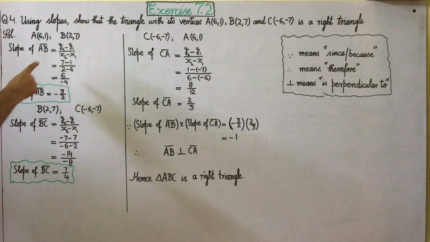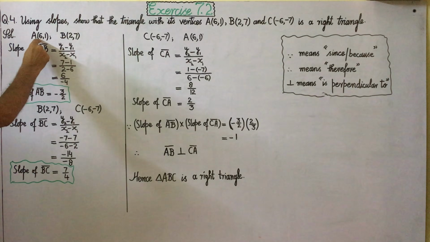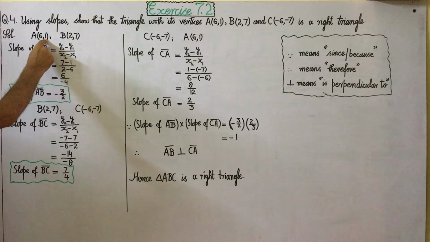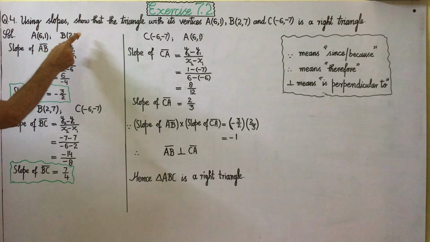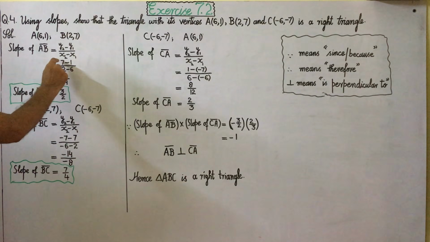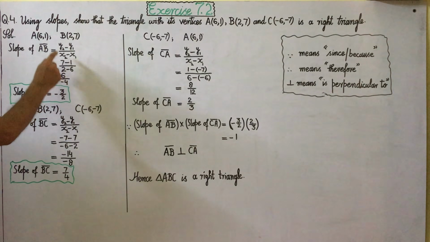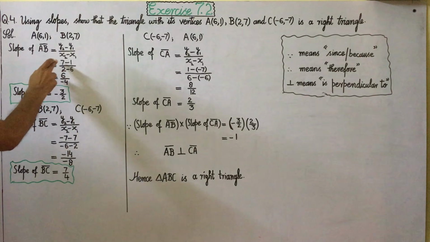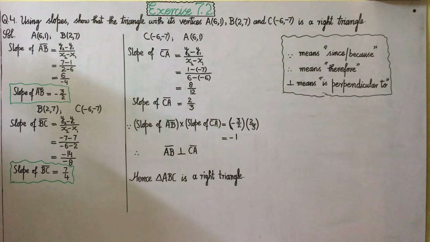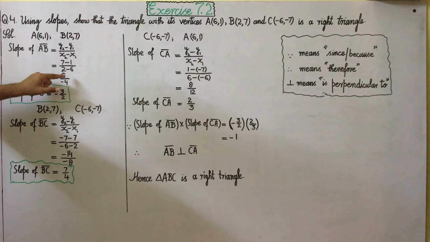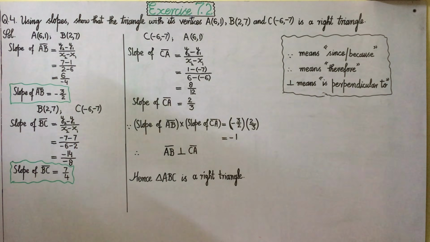Slope of AB, y2 minus y1 over x2 minus x1. Here x1 is 6, y1 is 1, x2 is 2, y2 is 7. So putting the values, y2 7 minus y1 1 over x2 2 minus x1 6. 7 minus 1 is 6. 2 minus 6 is minus 4. 2 3s are 6. 2 2s are 4. So slope of AB is minus 3 by 2.